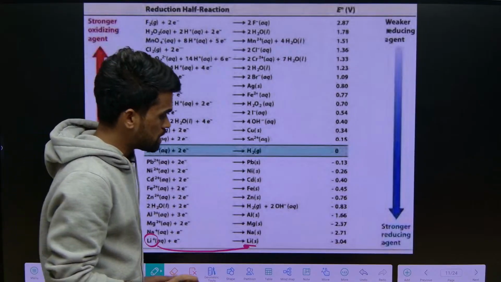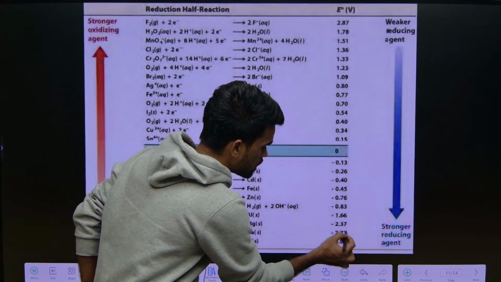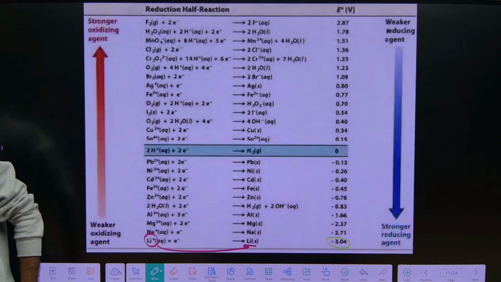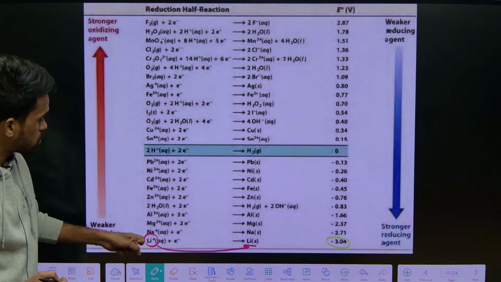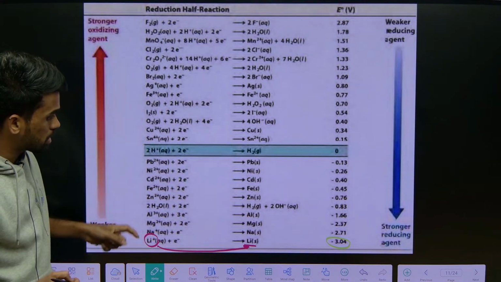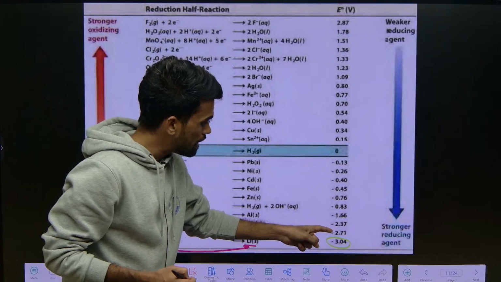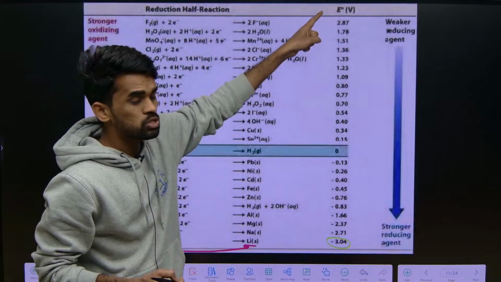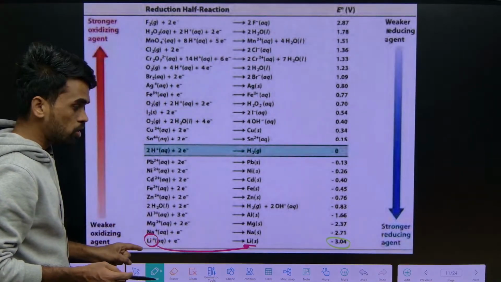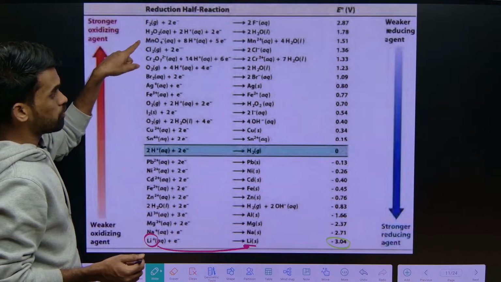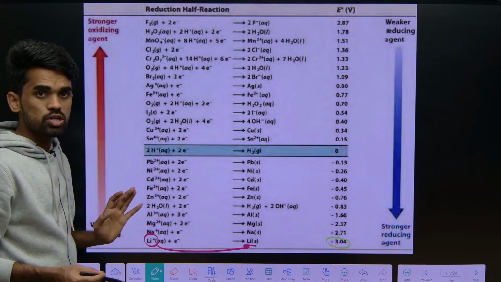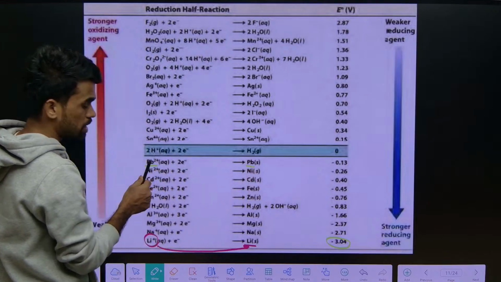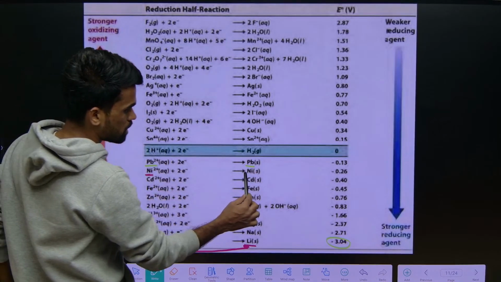What is this reduction potential value? Minus 3.04. Similarly, if you go slowly upward, these become less negative, then it is 0, and above that you will see positive values. From bottom to top, all of these are reduction potential values only. Pb plus 2 converting into Pb means reduction only. Ni plus 2 converting into Ni is also reduction.